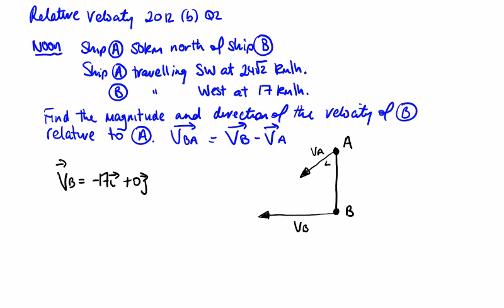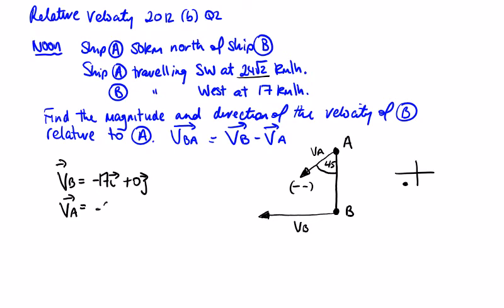It's traveling southwest at a speed of 24 root 2. We know southwest is 45 degrees, so the velocity of A is going to be 24 root 2. We're going negative negative in this case. Can you see it's negative negative? Where are we going to end up? We'll end up down here, which is negative negative.